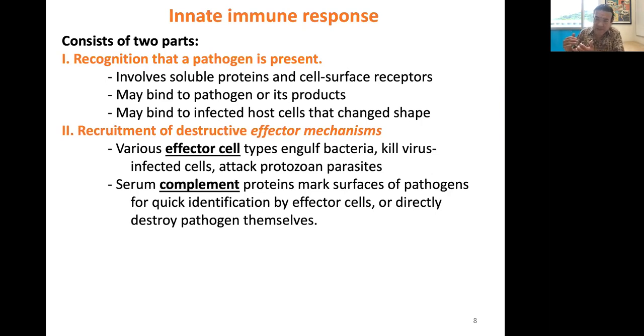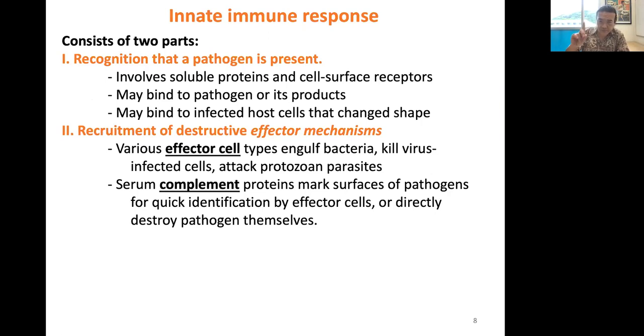The adaptive side of our immune system evolved much later and is far more complex and intricate. And so as a result, much more time in our semester is spent trying to understand the components of that. But of course, throughout, we will see how the two work together. So our innate immune response itself has two critical considerations that it needs to have.